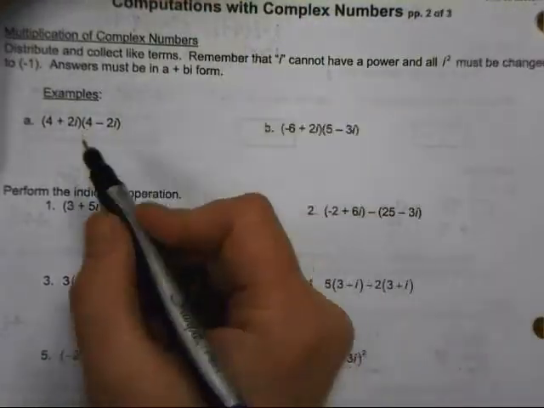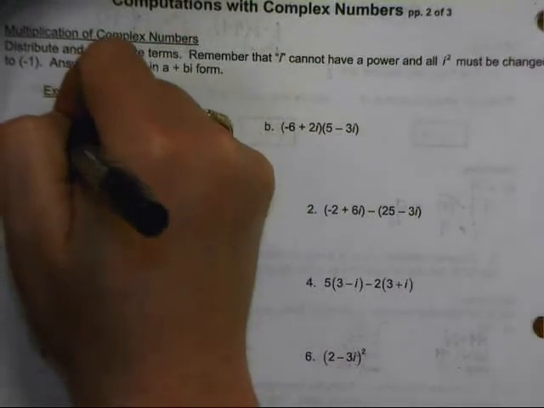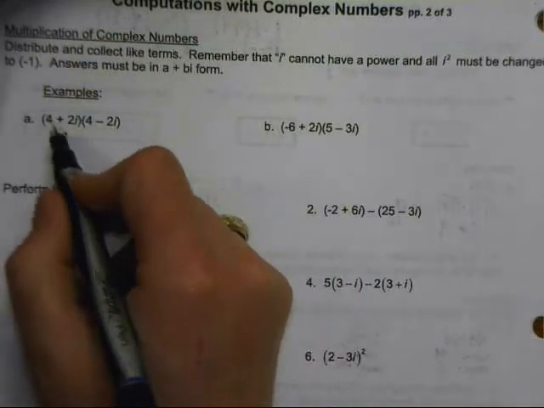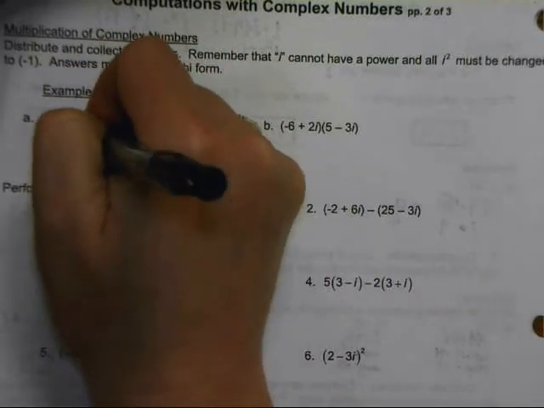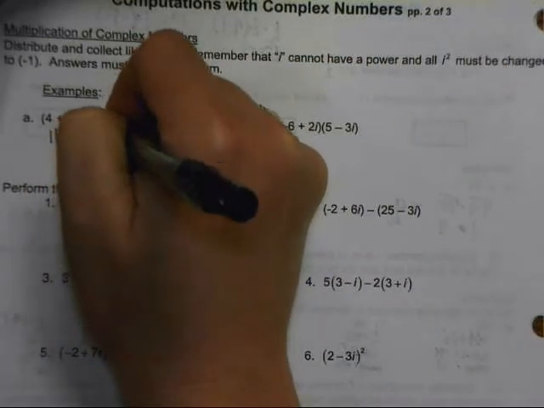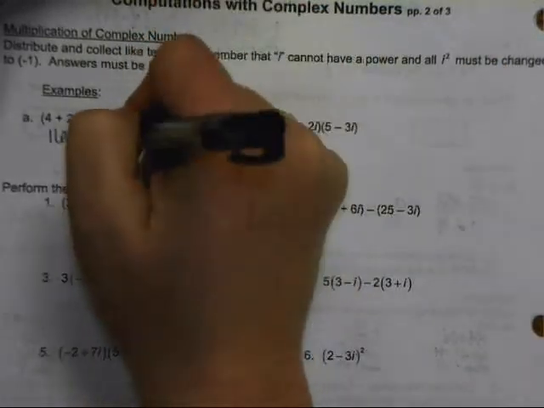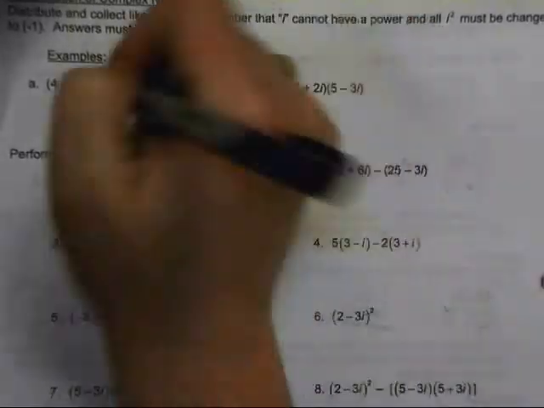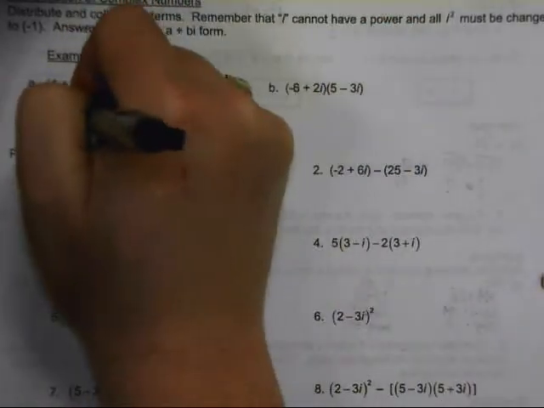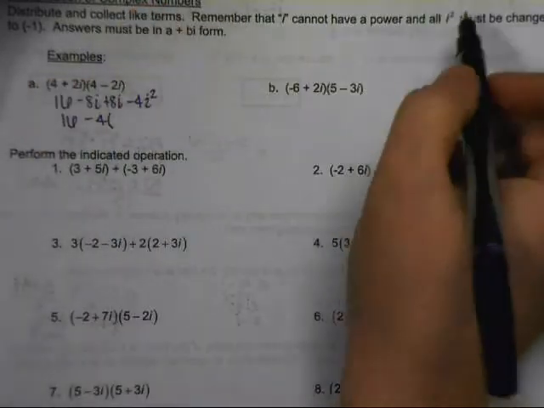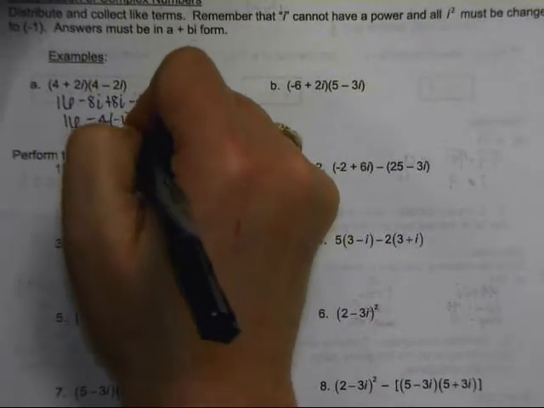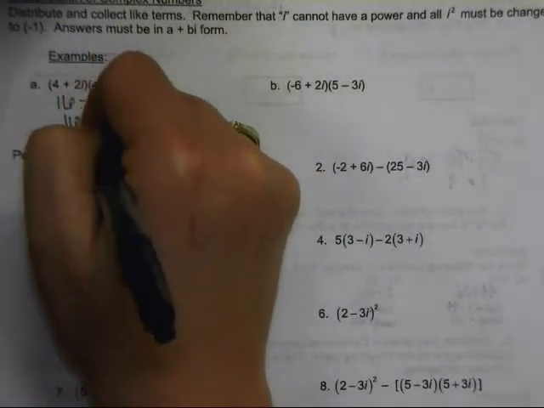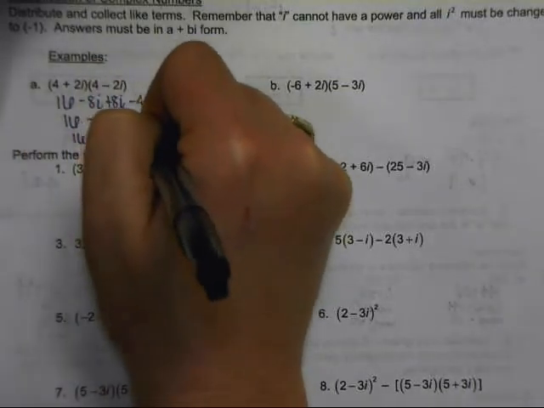So here we're going to FOIL. 4 times 4 is 16. Our outside is negative 8i. Our inside is positive 8i. And our last is negative 4i squared. So we have 16 minus 4 times i squared is -1. So we have 16 plus 4. So our answer here is 20.